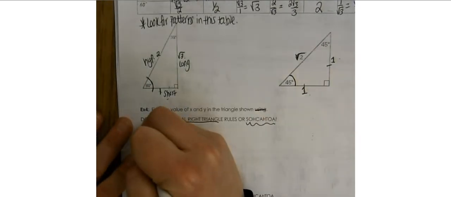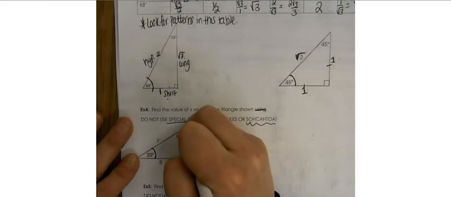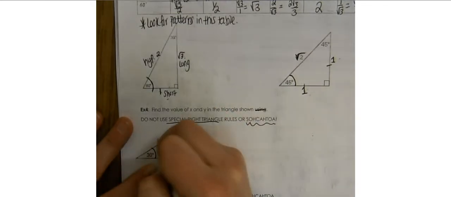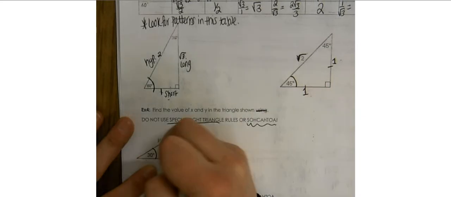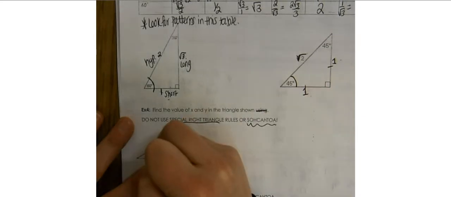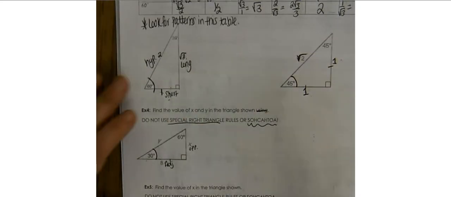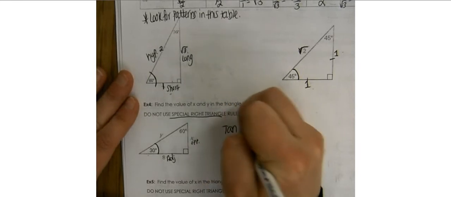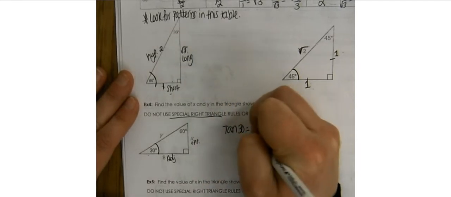If I wanted to find what x is, I'm going to make my focus angle 30 degrees. Since my focus angle is 30 degrees and I want to find what x is, the opposite, and I know my adjacent, opposite and adjacent requires us to work with tangent. So I'm going to write the tangent of 30 degrees is equal to x over 8.